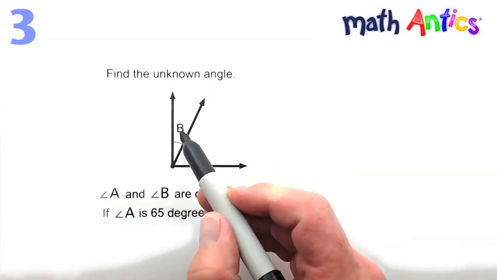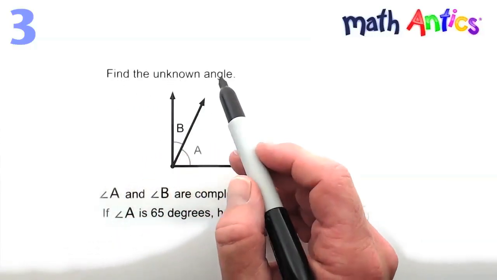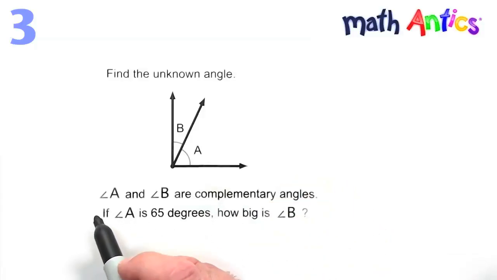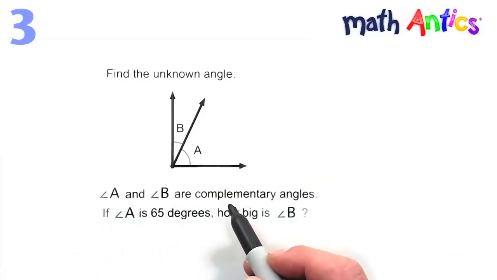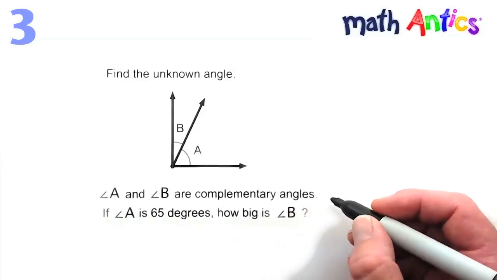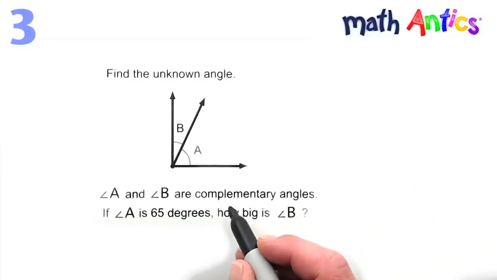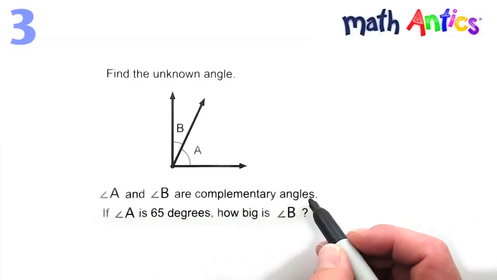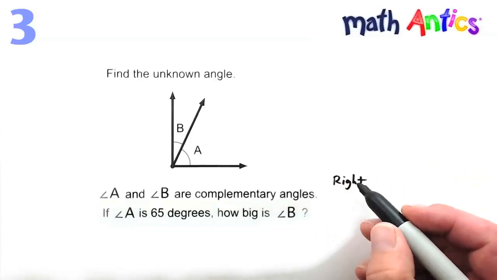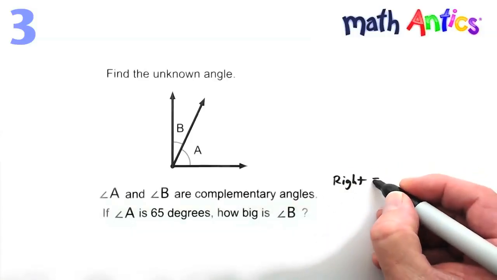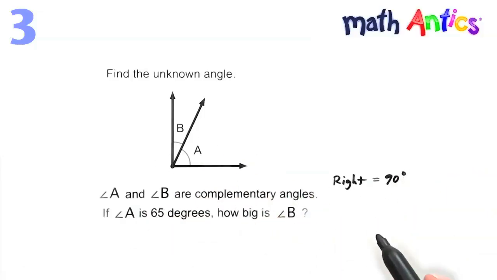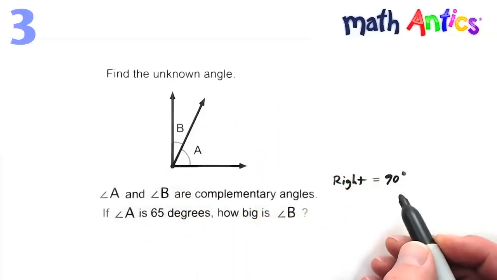Problem number 3 is a bit more interesting. It says find the unknown angle, and then it gives us this diagram showing two angles, and below it says angle A and angle B are complementary angles. Now let's stop there for just a minute. Complementary angles are something we learned about in the last video about angles. We learned that complementary angles are any two angles that combine to form a right angle. And in this video, we learned that a right angle always equals 90 degrees. That's really important in order to be able to solve this problem. So we know that a right angle, the total equals 90 degrees.